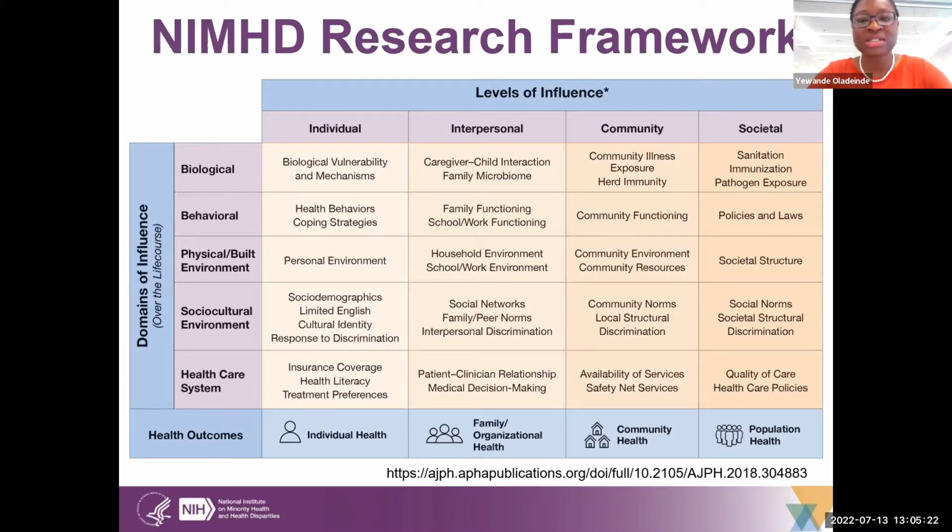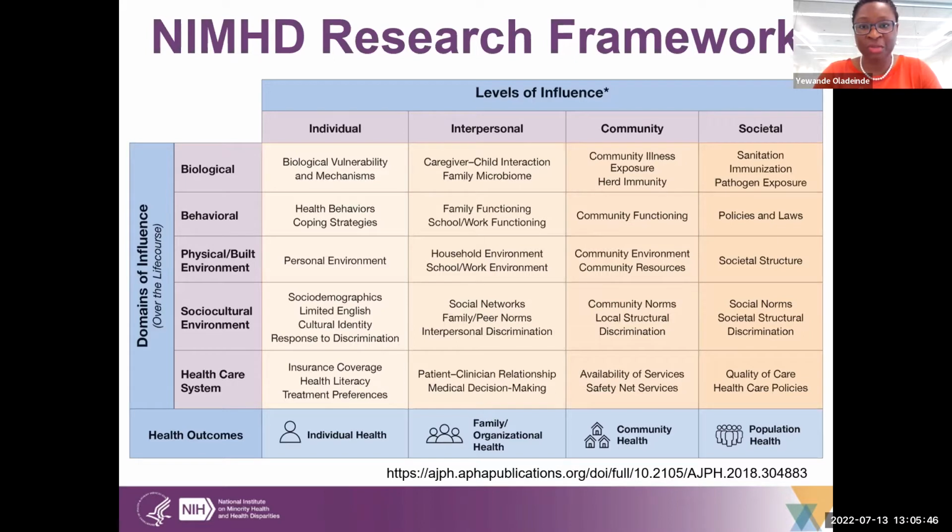So this framework was developed as part of the 2015 NIMHD science visioning process, and it was really intended to be a way to convey NIMHD's philosophy and priorities for minority health and health disparities research. It was developed from the socio-ecological model and the National Institute on Aging Research Framework.